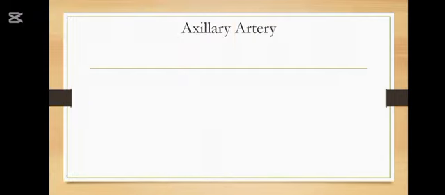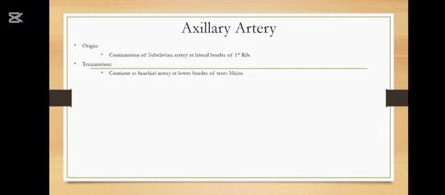Now we will discuss the axillary artery. We will discuss its origin, termination, and then the branches. First of all, origin. It is a continuation of the subclavian artery at the lateral border of the first rib. Then the termination: it continues as the brachial artery at the lower border of the teres major muscle.